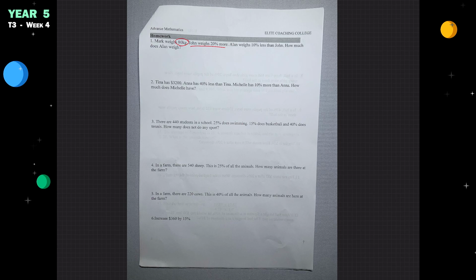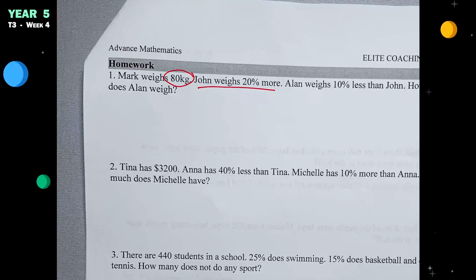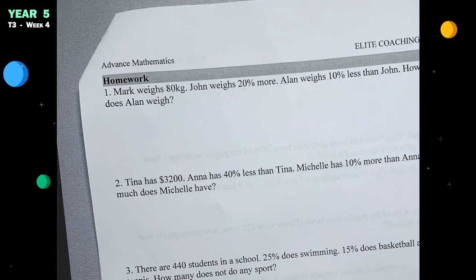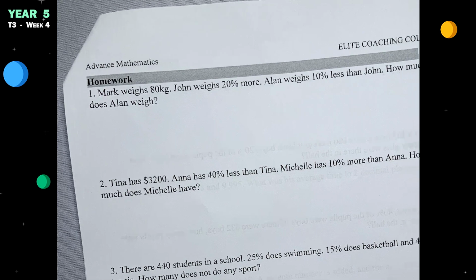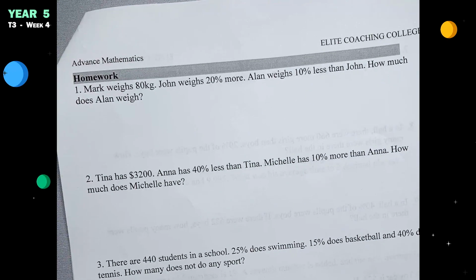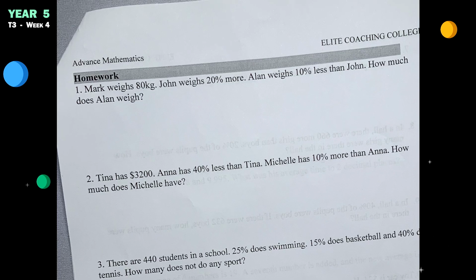But I do have Week 4's papers, so that's this video here. So let's do that one on page 7. Homework question 1 says Mark weighs 80 kilograms and John weighs 20% more. That means 20% more than Mark. Okay, so he weighs 20% more than Mark, and then Alan weighs 10% less than John. How much does Alan weigh?